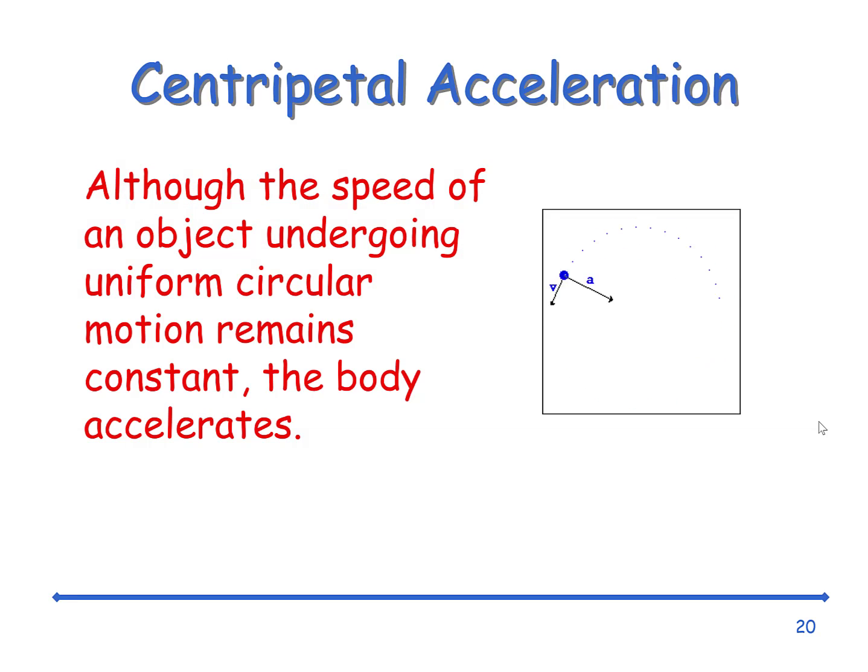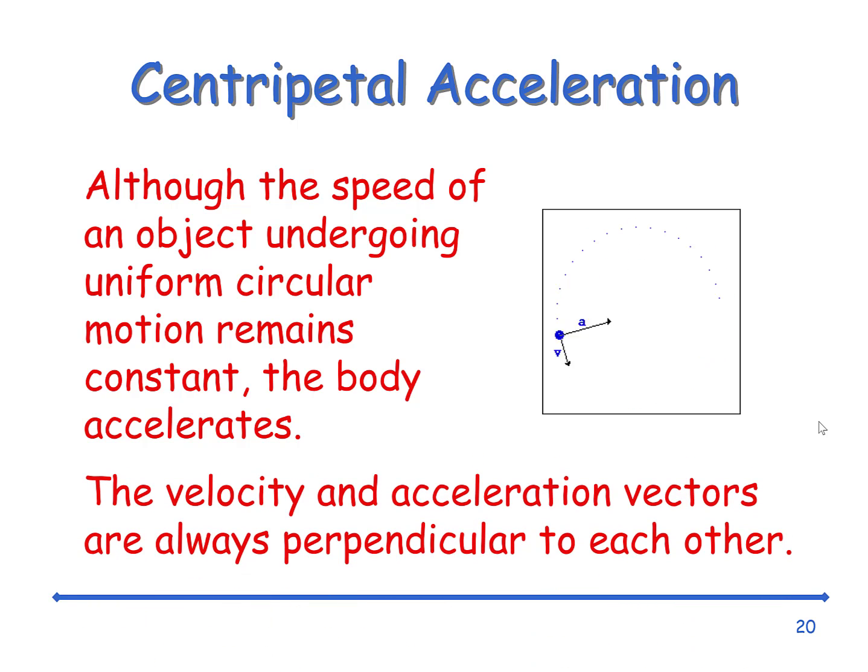We've talked about this already. Although an object undergoing uniform circular motion has a constant speed, the body is accelerating because it's constantly changing direction. We know that velocity and acceleration vectors are perpendicular to each other. It's accelerating inward in order to stay along that path, and the velocity is continuing tangent to that circular path.